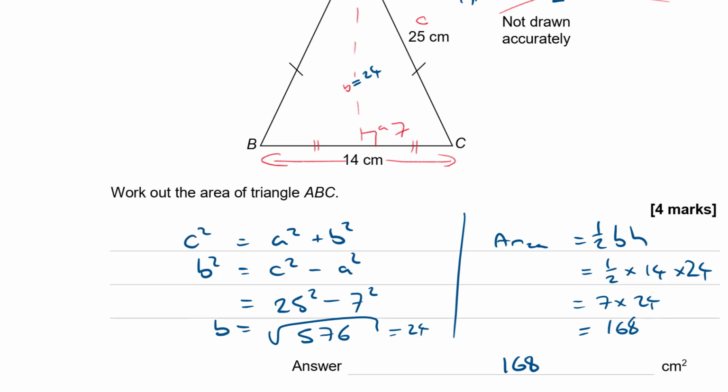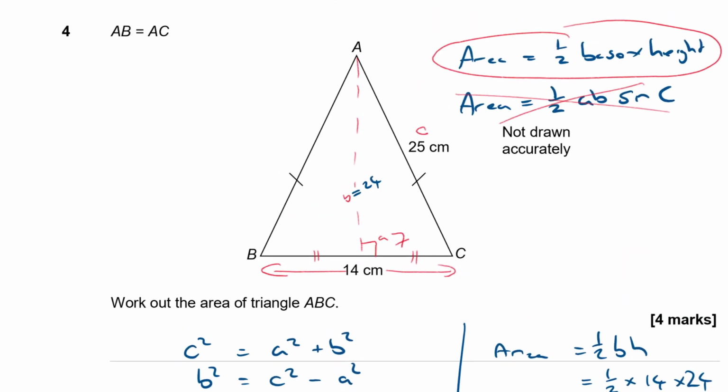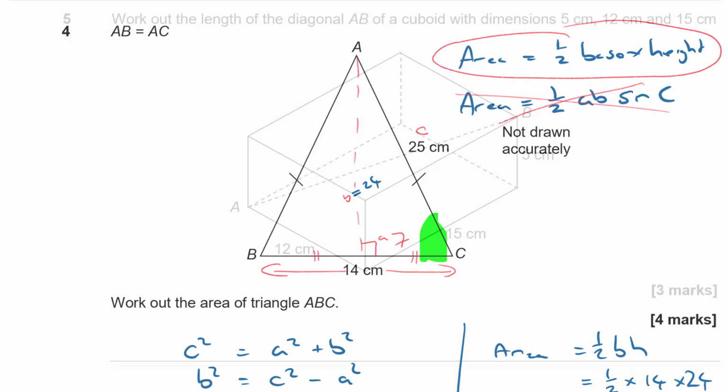Now, we could have used the other method as well. We could have used the 7 and the 25 to work out what this angle was here, then the angle C, and then use half AB sine C to work out the area of the triangle. So that's another possible approach. You could have done that. But I think most people would be more comfortable with the first method. So yeah, up to you really.